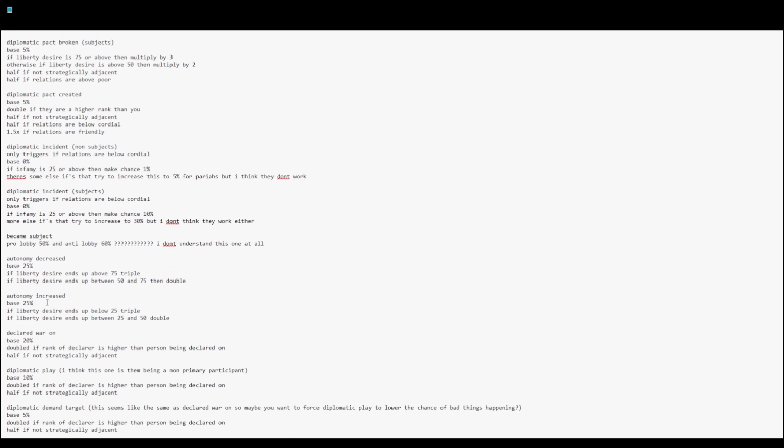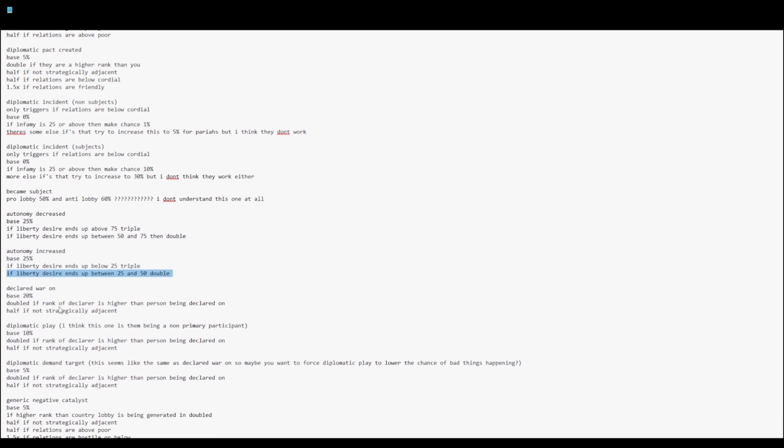Autonomy increased is the inverse here, base 25%. If liberty desire ends up below 25, triple. If liberty desire ends up between 25 and 50, double it.